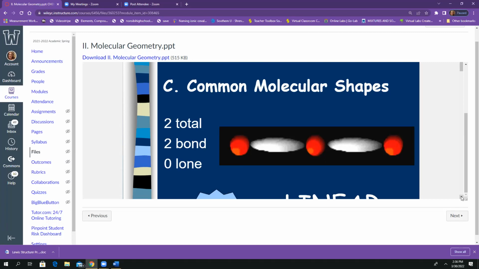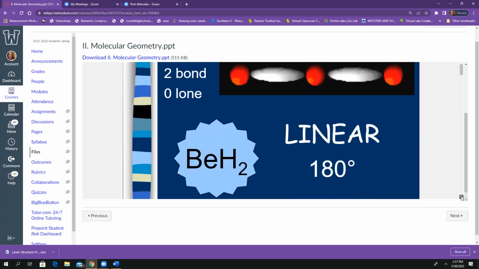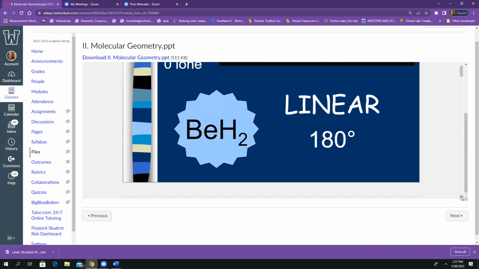The first one is 2 total areas of electron density, and both of them are bonding, so therefore none of them are lone pairs. Then that is known as linear. An example of it is beryllium hydride, dihydride, well, hydride actually.